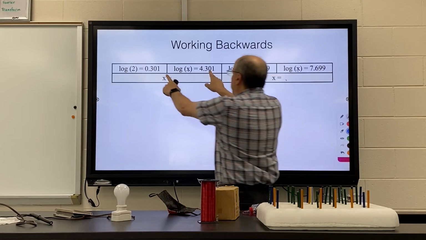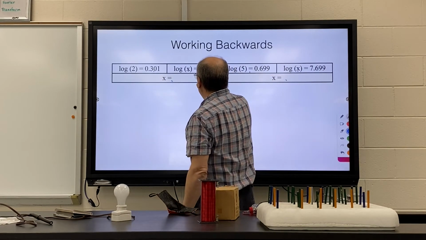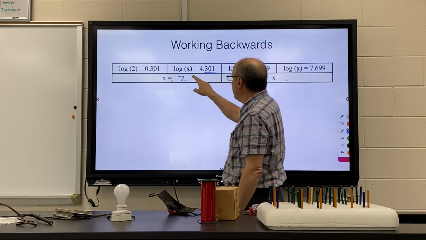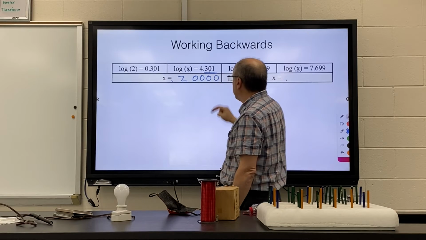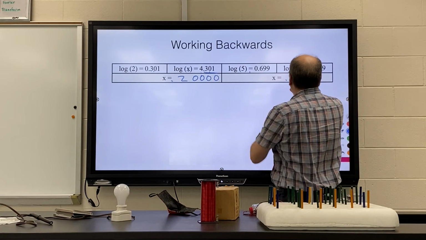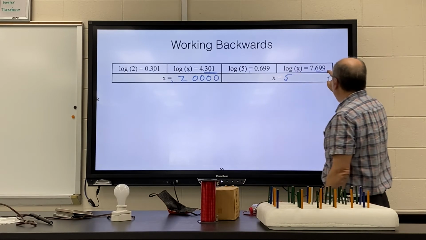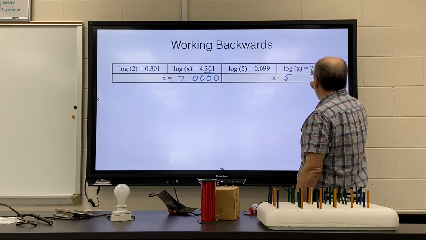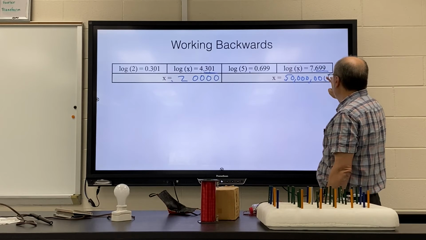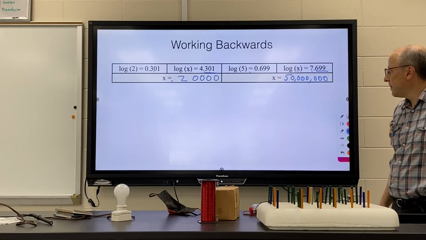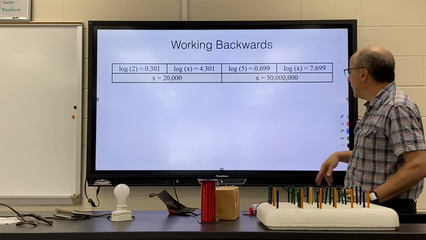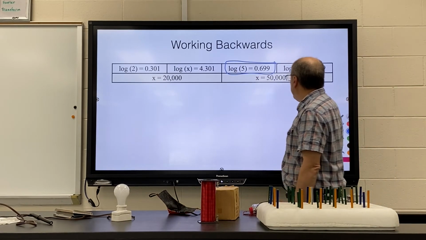So hopefully you saw that they're the same decimal part, and this has a 4. So I start with a 2 based on the 0.301, and then I add 4 zeros. So that would be 20,000. Here I know I start with a 5, again based on the decimal portion, and then I have 7 zeros. That would be 50 million. All right, so again, I hope you understand how you could do these without a calculator. If you know this, you should be able to figure out that.